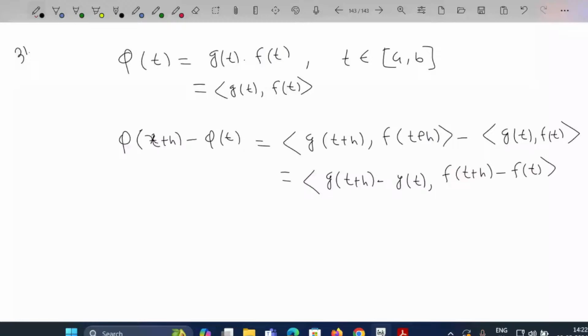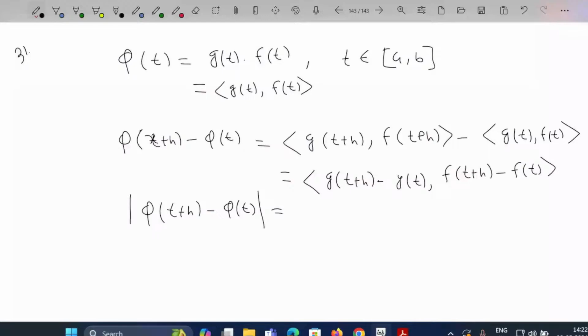Then what shall we do? H into... no, not g dash. It's only given that f and g are continuous functions. We don't know whether the derivative exists or not. So what about the modulus of phi of t plus h minus phi of t? Mode means norm in this case, in Rn.